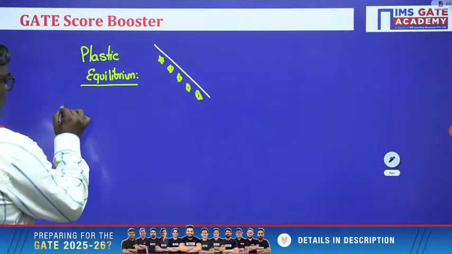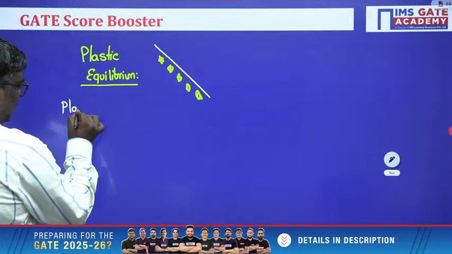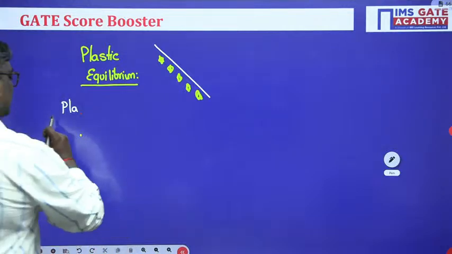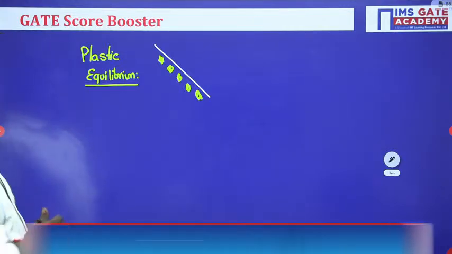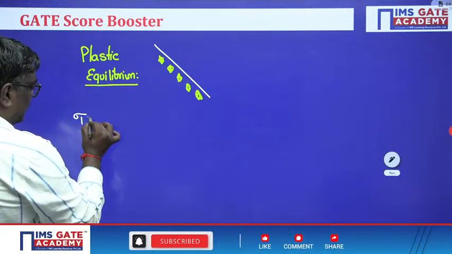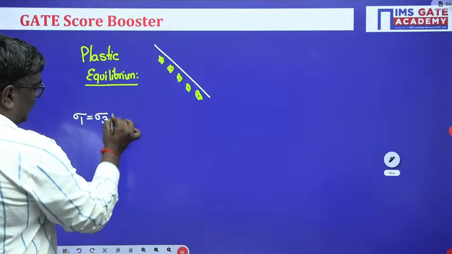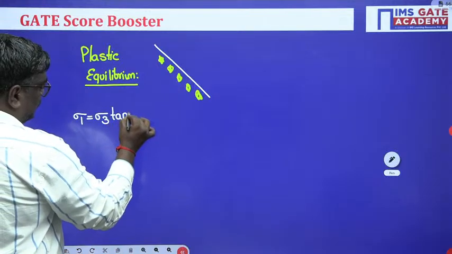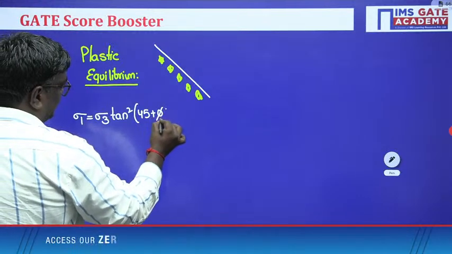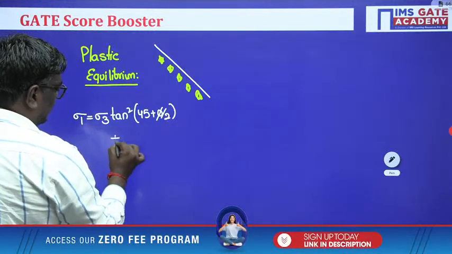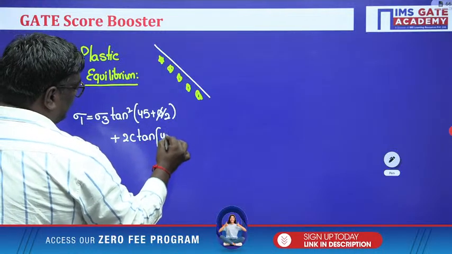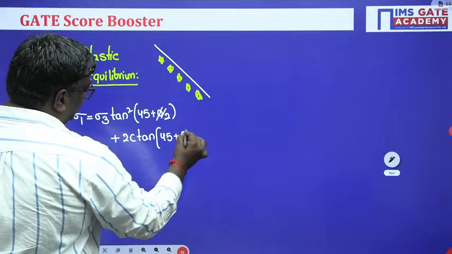So if I talk about plastic equilibrium condition, if I take sigma 1 as the major stress and sigma 3 as the minor stress, you can understand that sigma 1 is equal to sigma 3 tan square (45 plus phi by 2) plus 2c tan (45 plus phi by 2). This equation will help to solve this question.